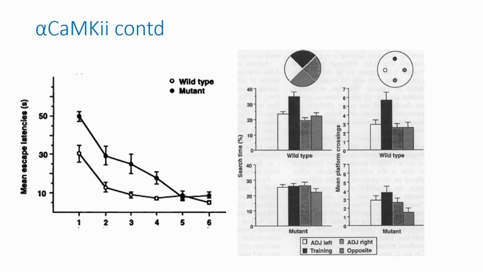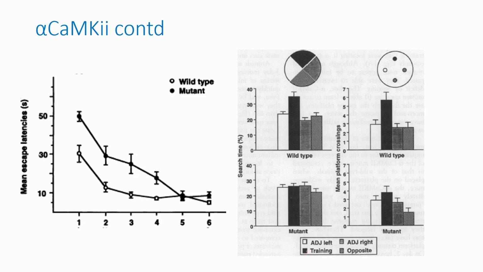Clearly you can see they can learn, their mean latency does come down. However, when you actually ask the question of how well they do in the probe trial, remember probe trial is the trial where we are actually taking away the platform, and asking where the mice spend most of its time searching. Okay. So, the legends for these different graphs are given down.